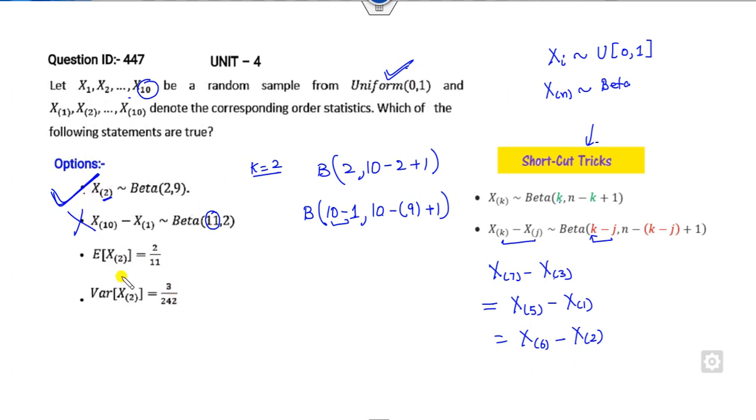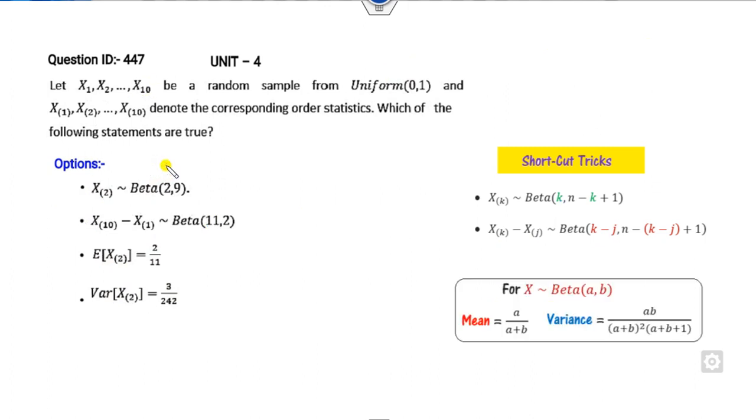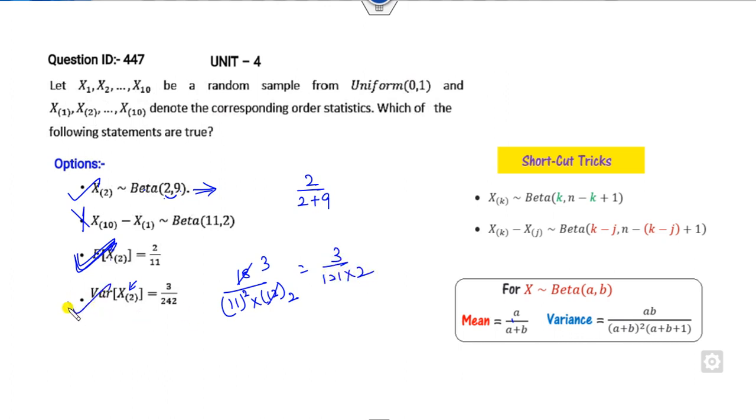Now the first option: you have to find the mean and the variance of this beta distribution. What is the mean and variance of the beta distribution? This is the formula for a, b. The mean is a over a plus b, so 2 over 11 is the right answer. What is the variance? You multiply them, divided by a plus b, 9 plus 2, 11, squared, and a plus b plus 1. Fine. 3 over 121 multiplied by 2 is the right answer.